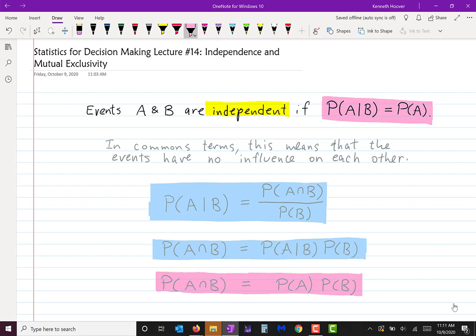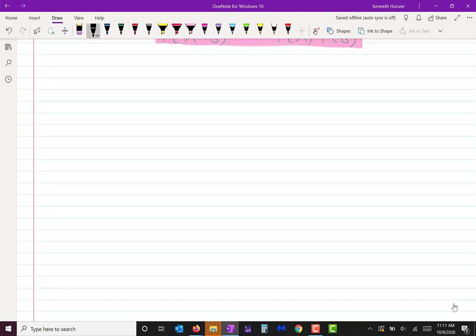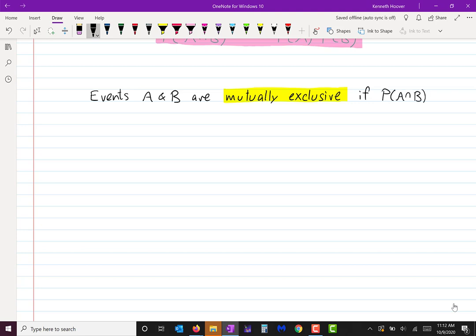All right. One more definition, and then we're just going to do a bunch of practice problems. This next definition is called mutually exclusive. Events A and B are mutually exclusive if the probability of their intersection is zero. Okay, so in common terms, what that means is that the two events cannot both happen. Okay? Let me write that down.